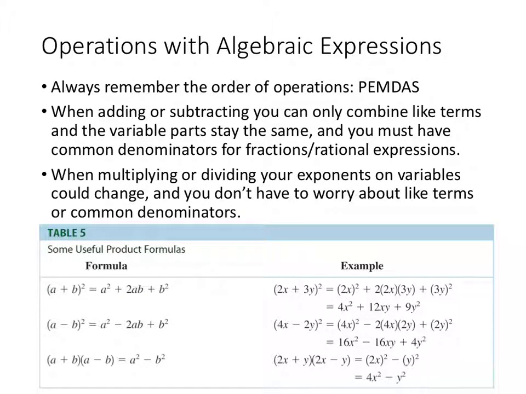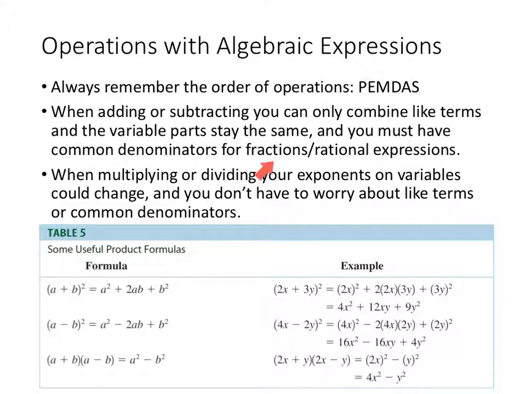Operations with algebraic expressions. Always remember the order of operations, PEMDAS. That is parentheses, exponents, multiply, divide, add, and subtract. When you add and subtract, you can only combine like terms and the variable parts stay the same. So 3x and 4x, great, that's 7x. But 3x and 4x squared, one's an x squared, it's different, you can't combine them.